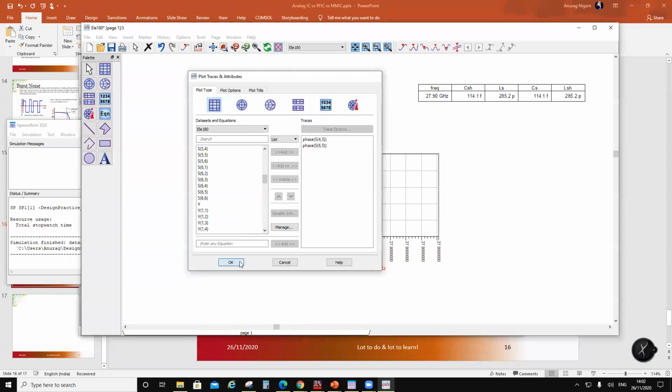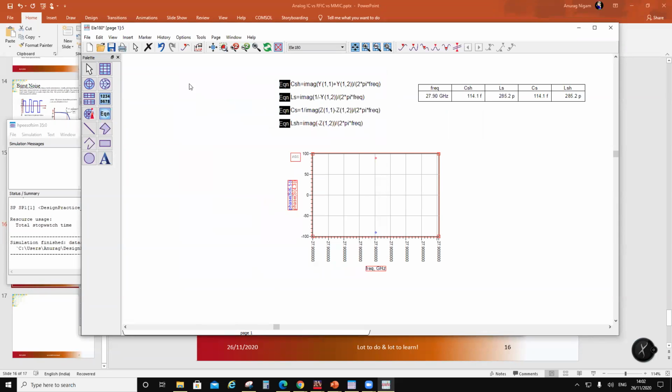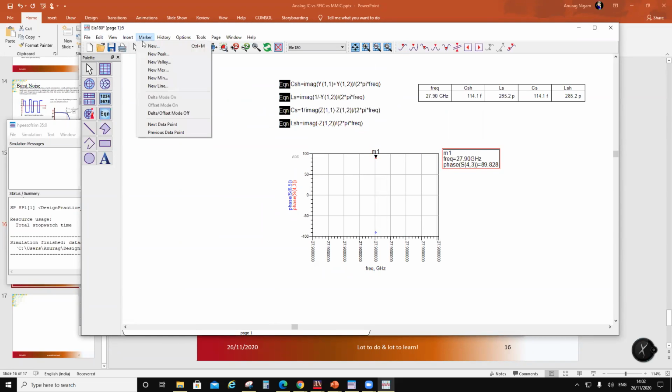Phase. This looks like minus 90 degrees, right? That's what we designed for. This one is plus 90, and this one is minus 90. Correct? Makes sense? So now the difference is going to be 180. So it's as simple as that.